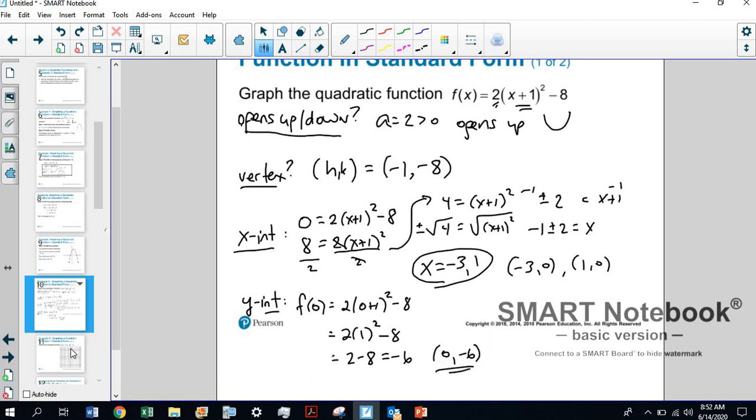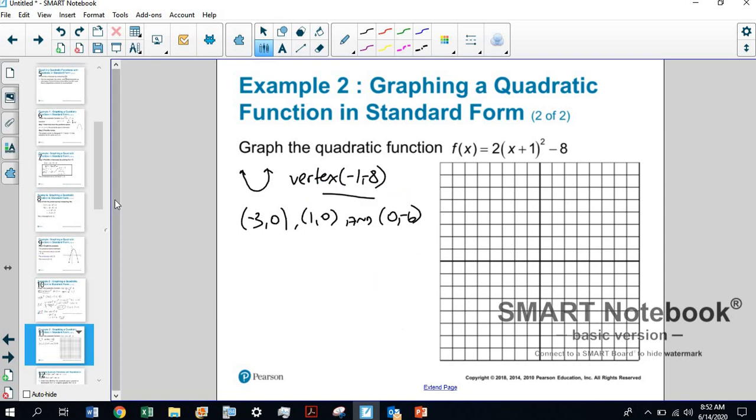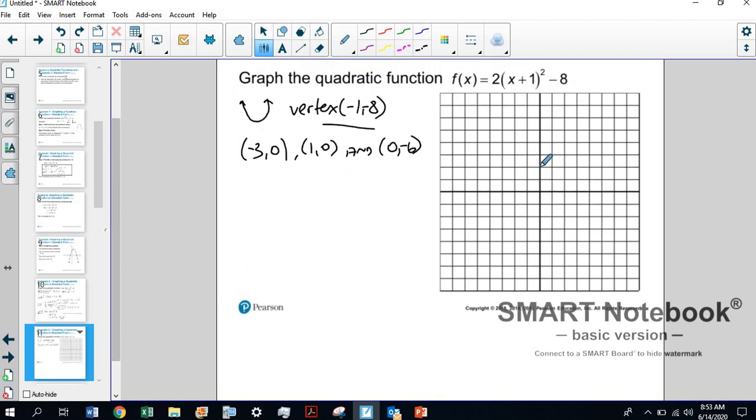Okay? So what is all the information that we have? We know we open up. We know we have a vertex of negative 1, negative 8. We have intercepts of negative 3, 0, 1, 0, and 0, negative 6. Negative 1, negative 8 is your vertex. And so we're going to plot those points. You don't have to do the color coding like I did. We're going to plot those points. And so your vertex is negative 1, negative 8 all the way down here at the very bottom.